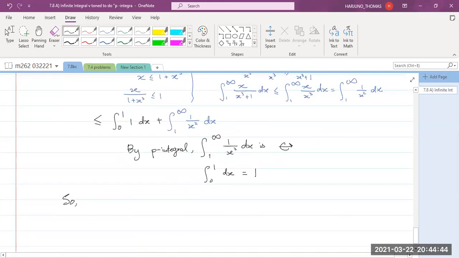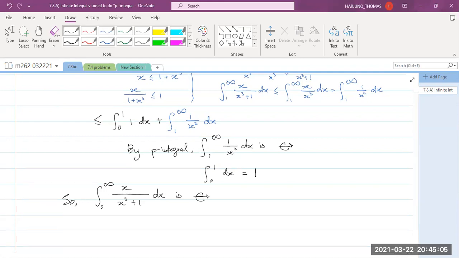So because it's bounded by something convergent, the integral from 0 to infinity of x over x cubed plus 1 dx is convergent. Now notice that I did not try to compute what that is. Okay, I did not try to compute. I just want to see if it is convergent or not.